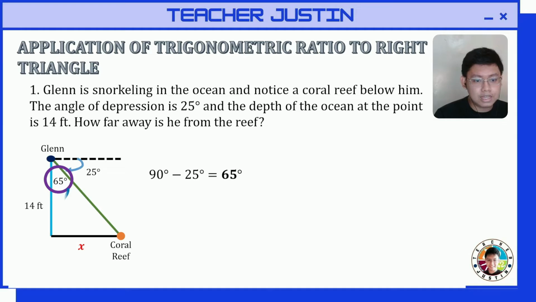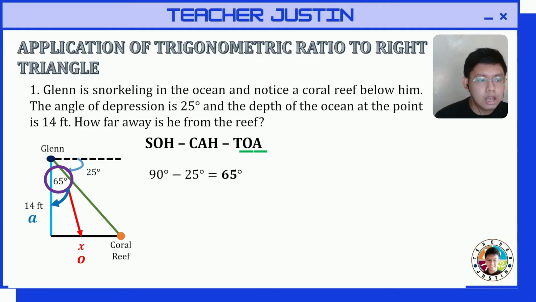Now that we have identified the angle, our next step is to identify the given. So we're given the adjacent side and we're looking for the opposite side. So now that we have the sides, let's identify which trigo ratio we are going to use using SOHCAHTOA. So since we're given the opposite side and the adjacent side, we're going to use the trigo ratio for tangent. So tangent 65 degrees. Then we know that tangent is equivalent to opposite over adjacent.